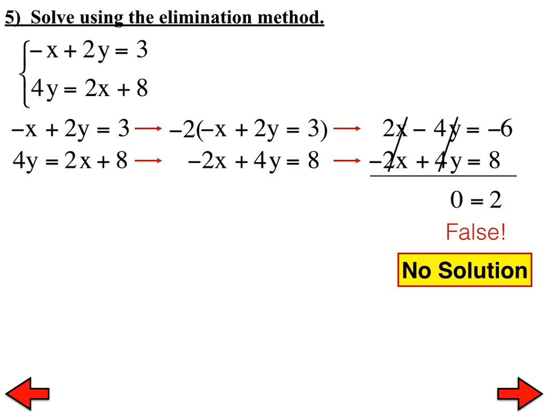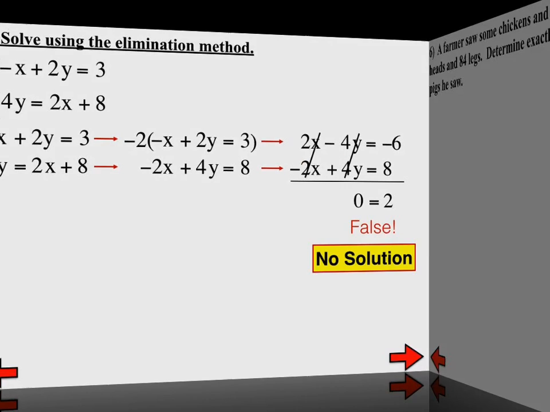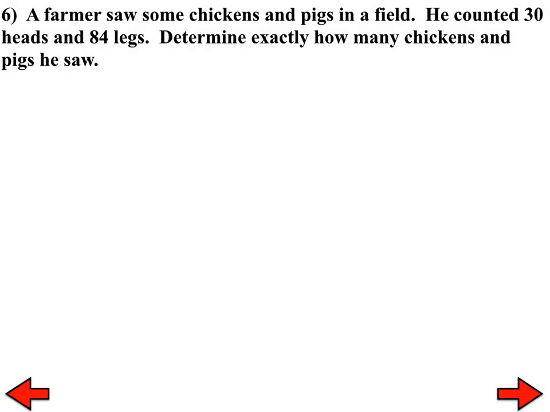All right, we are ending today with a lead-in to what's going to be happening the next 5 lessons. And that would be 5 days of taking systems, creating systems from word problems. So we're going to kind of work through this one together. A farmer saw some chickens and pigs in a field. He counted 30 heads and 84 legs. Determine exactly how many chickens and pigs he saw.